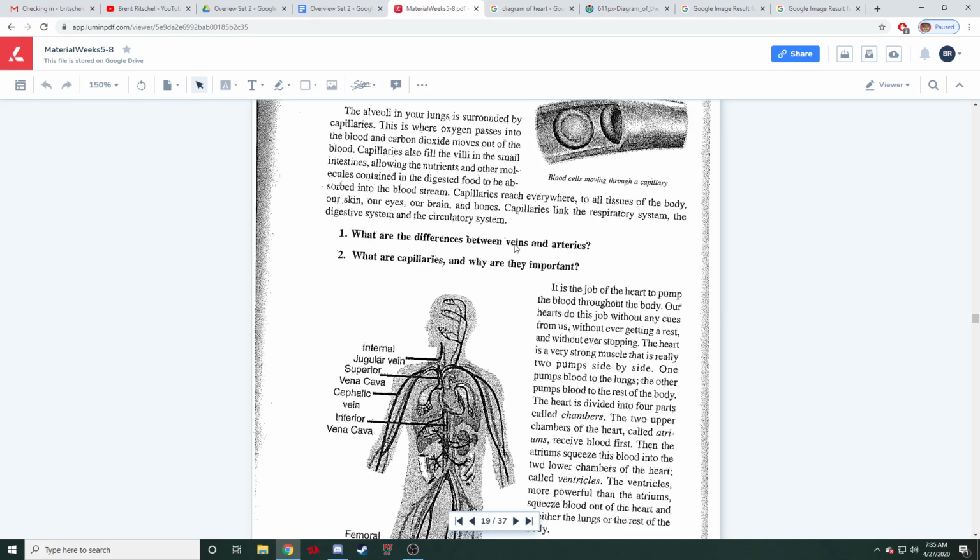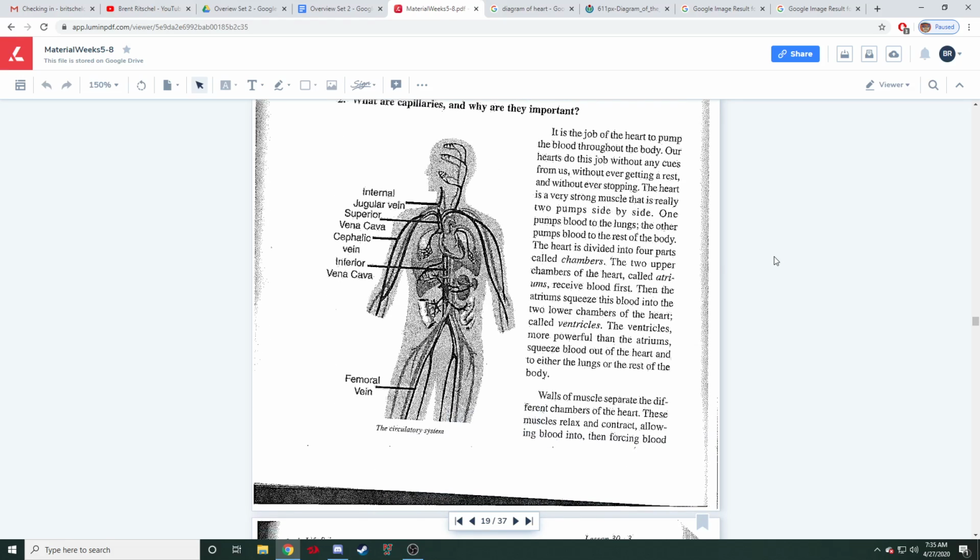What are the differences between veins and arteries? What are capillaries and why are they important? Really important questions, really important answers to follow. It is the job of the heart to pump the blood throughout the body. Our hearts do this job without any cues from us, without ever getting a rest, and without ever stopping.